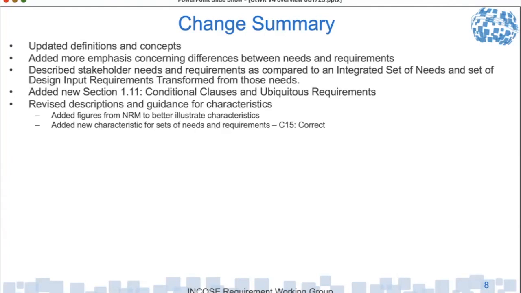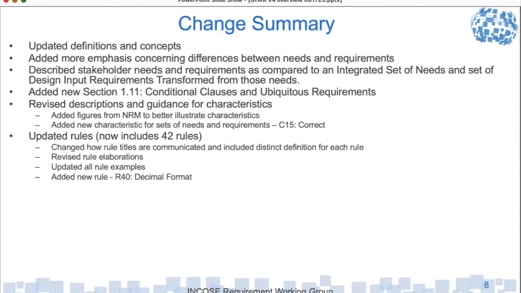We added one new characteristic, correct, for sets of needs and requirements. We had correct as a characteristic of individual need and requirement statements, but for some reason we didn't have one for the entire set. And one of the things that IW suggested was that we add that, so we did.